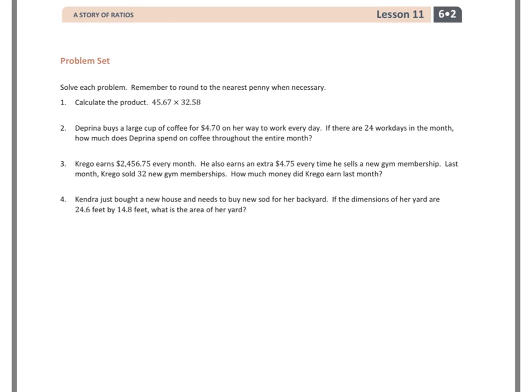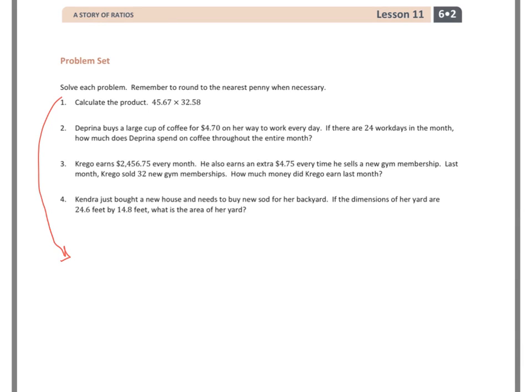Hello everyone, this is grade 6, module 2, lesson 11 problem set. The directions state, solve each problem. Remember to round to the nearest penny when necessary. So let's start in with question 1, and I'm going to bring it down here.